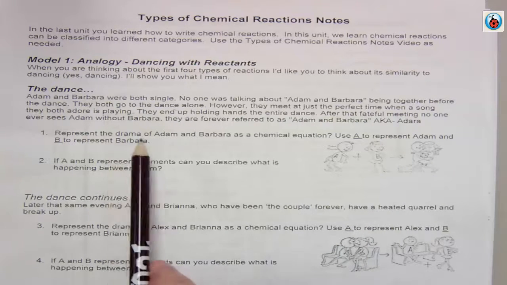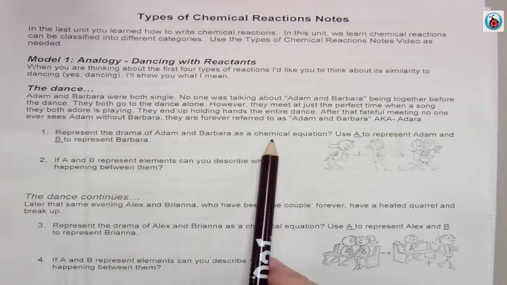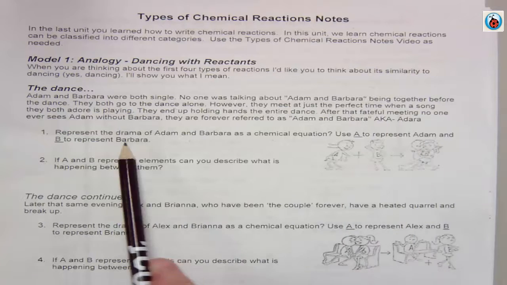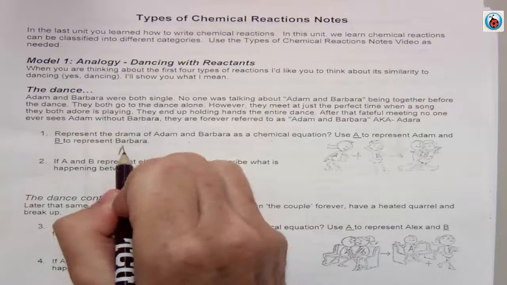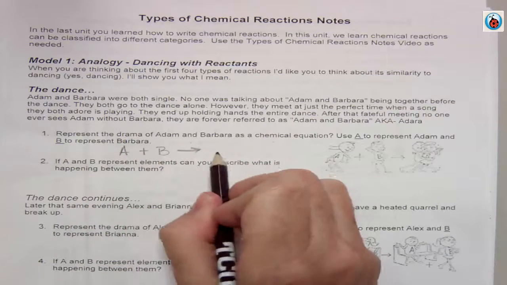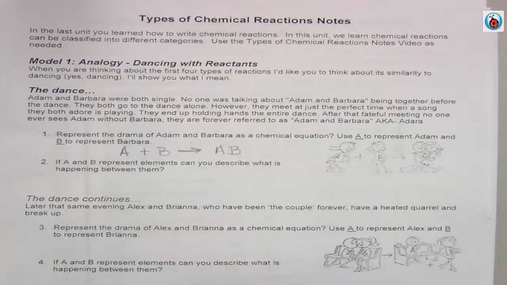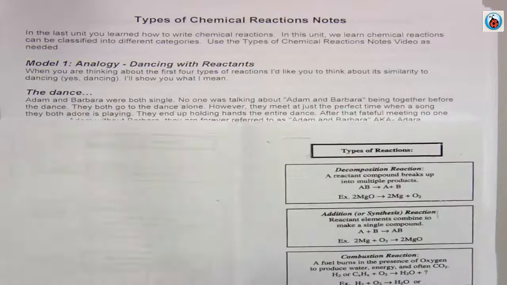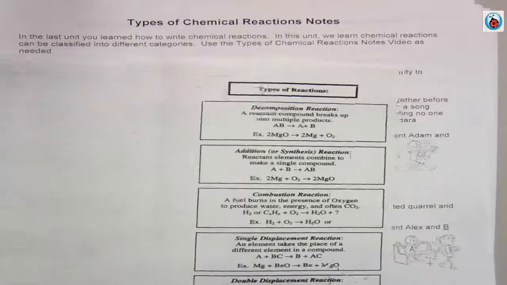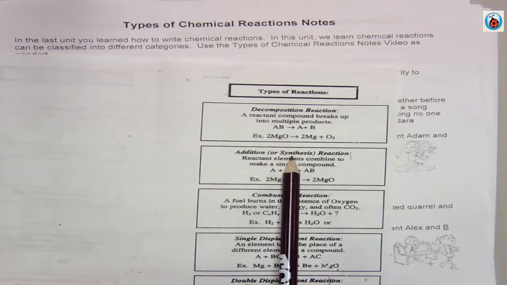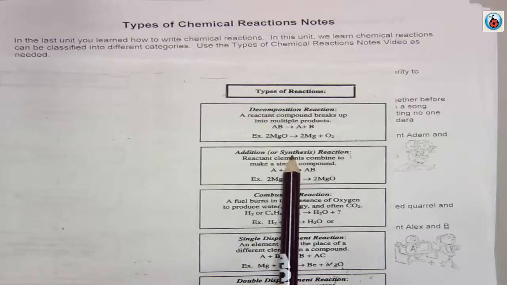Okay, so we're going to represent the drama of Adam and Barbara as a chemical equation. So Adam is going to be A and Barbara is B. So we've got A plus B, and what happens? They make AB. If we're looking at our different types of reactions here, what do we see? We see addition or synthesis. I call this a synthesis reaction. You'll sometimes see it called a combination reaction as well. It just depends on your book.